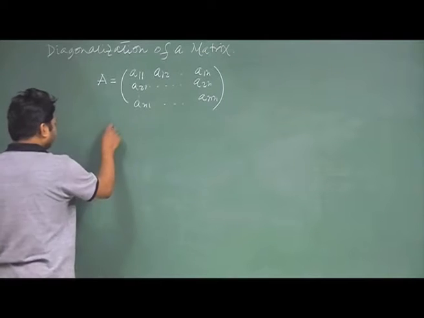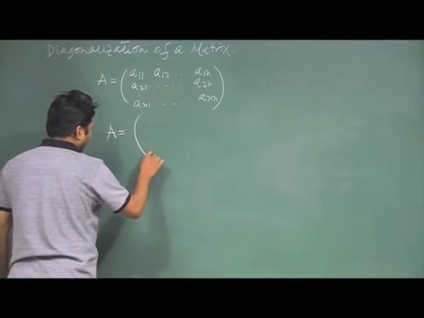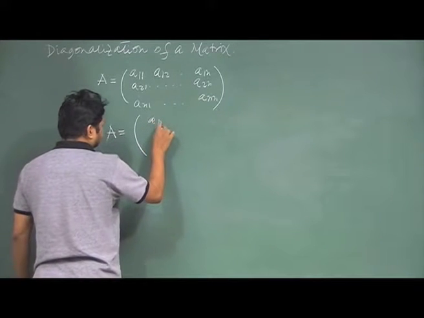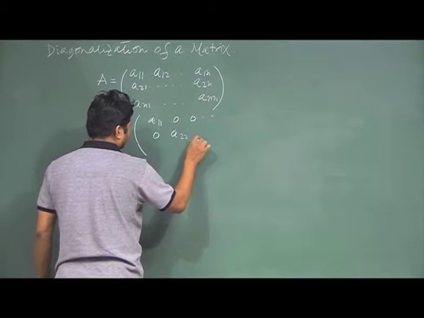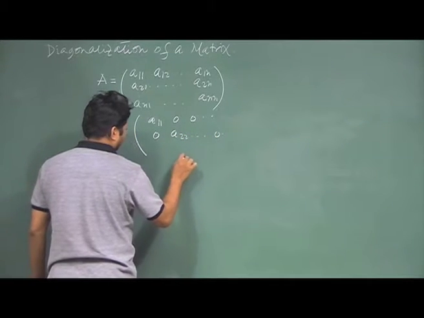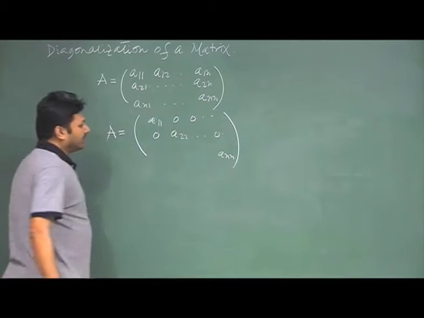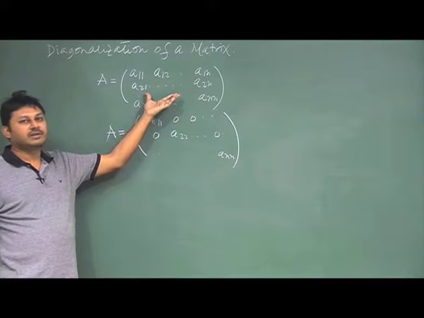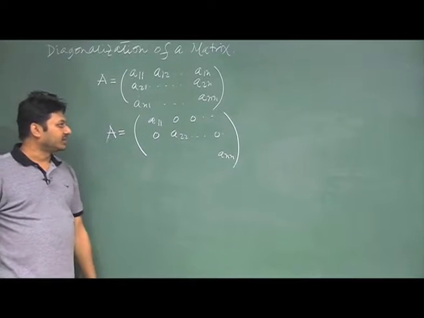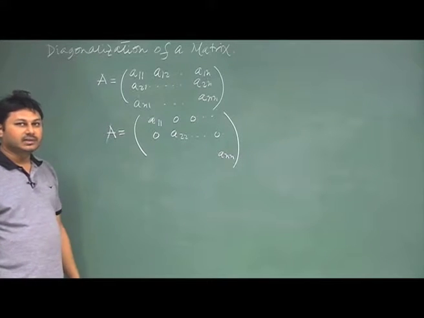The diagonalized matrix is one where we only have the diagonal elements, and other elements are 0. For example, this is the diagonal matrix. This is a general matrix and this is the diagonal matrix. Now, the question is, is it possible to diagonalize a matrix?